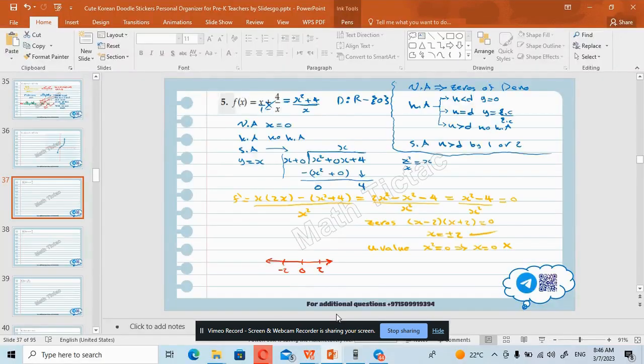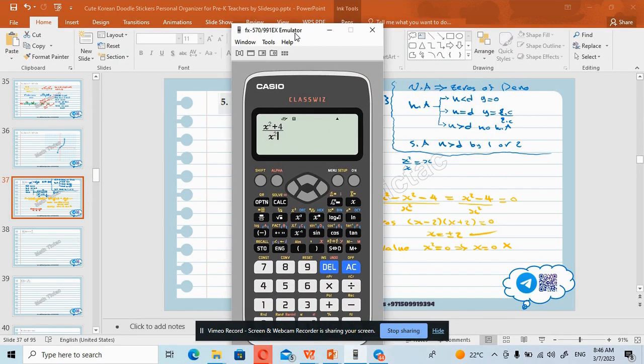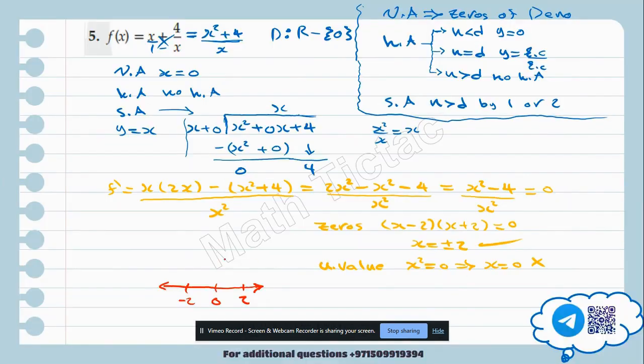Okay, so I'll go directly to the calculator, and I have over here the derivative, which is equal to x squared minus 4, not a plus. Okay, now calculate at a value less than minus 2, which is minus 3. This is going to be positive. So in here I have a positive value.